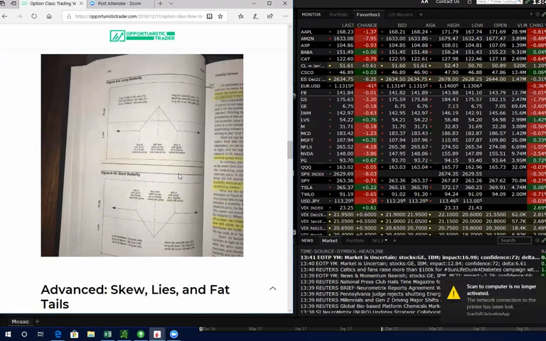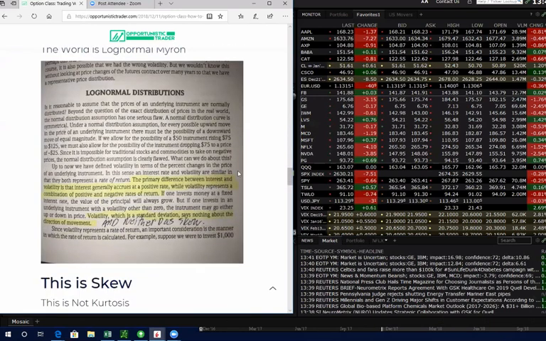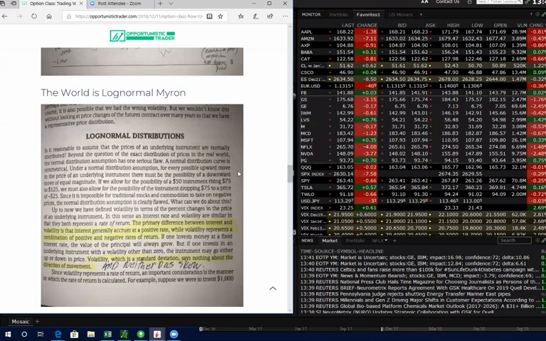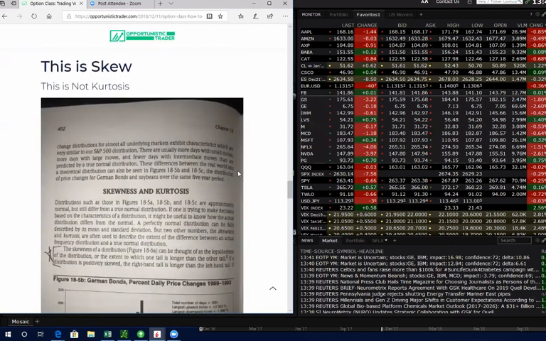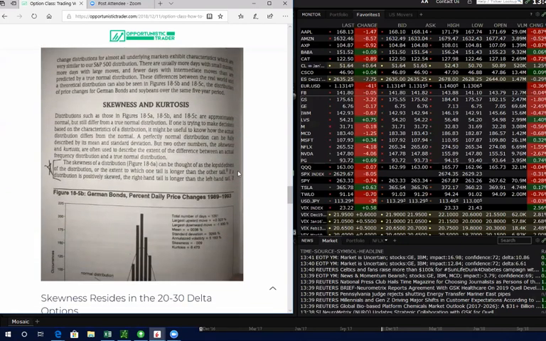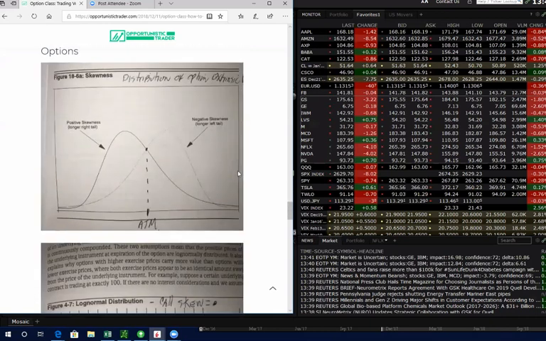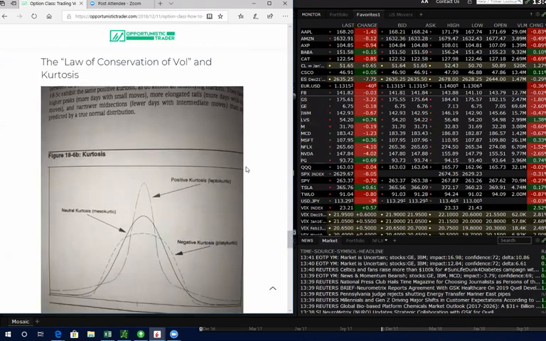Now, I want to go from there and skip through advanced skew lies and fat tails, although it's fun to talk about, and I think Tom and I could have a lot of conversation about this. We'll skip that. This is skew. It's not kurtosis. Skewness resides in the 20 to 30 delta. That semi-pornographic picture there shows the at the money and put skew versus call skew. We're going to skip the next page, which is skew, the law of conservation of vol and kurtosis.